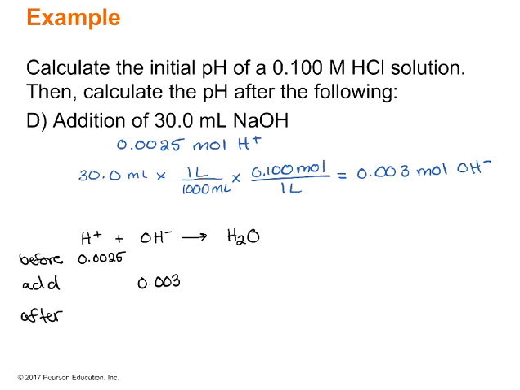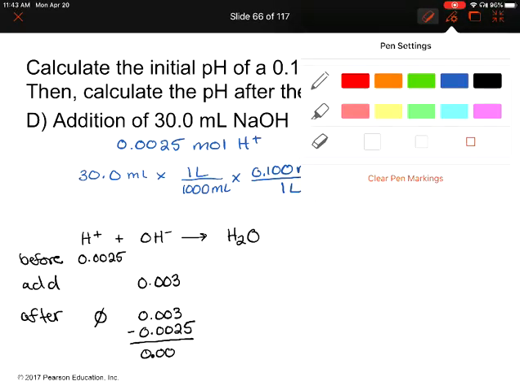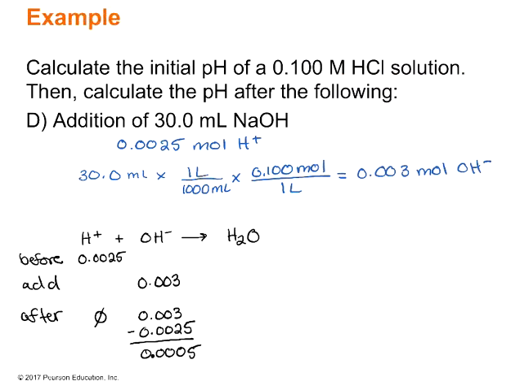So at this point, you might notice that we have more hydroxide ions than hydrogen ions. So in this step, all of the hydrogen ions will get used up first. So we're actually going to end up with 0 hydrogen ions past the equivalence point. So let's determine how many hydroxide ions we have left. So we should have 0.0005 moles of hydroxide ions. There's one more 0 in there.